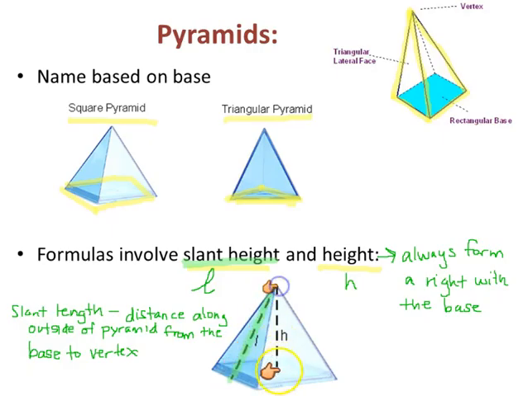You can see the height is different because it's like if you were to dangle a string from the vertex and it goes through the inside of the pyramid and dangles. If you dangle a string down from the vertex, it's going to touch the base in the center there and form that right angle with the base. So you can see that the height and the slant length are different in pyramids. And we're going to use both of those when we find surface area and volume.